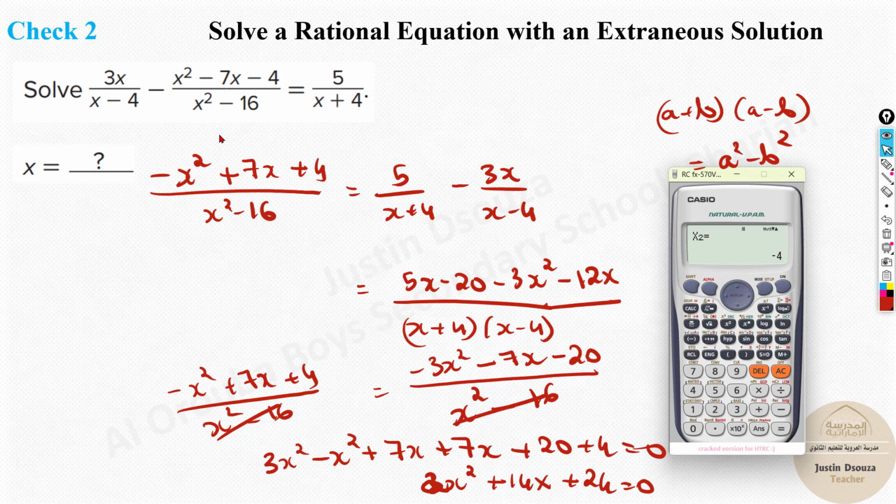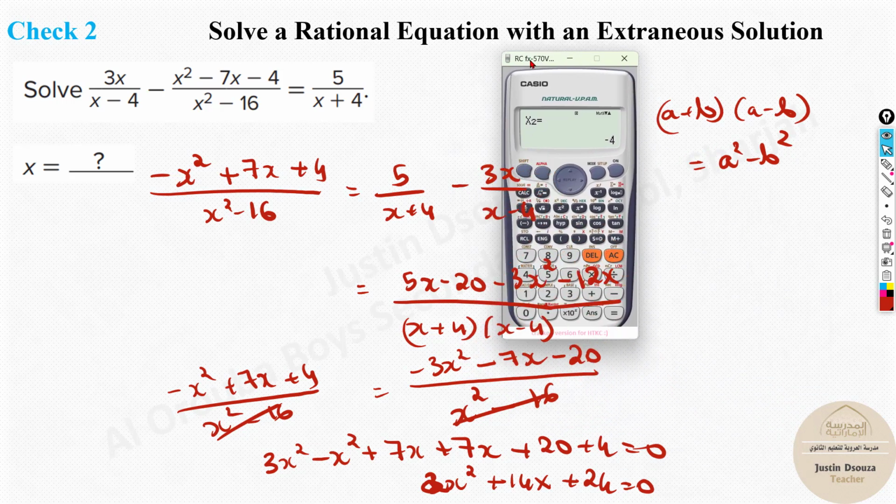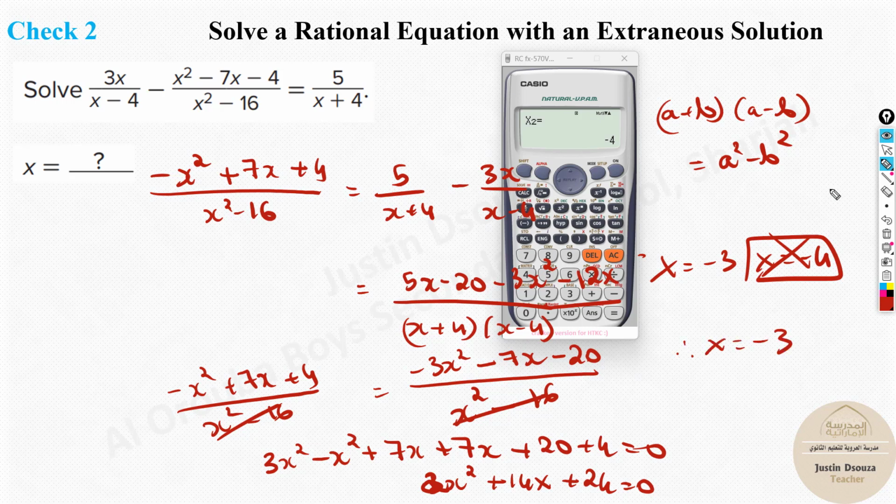Now let's quickly see whether minus 4 is possible. If you put minus 4 here, what's going to happen? It's going to be undefined. Even over here, minus 4 squared will be positive 16. No, it's undefined. So ignore this value. Minus 4 is a solution, but it's extraneous. So basically you can write here, x will be equal to minus 3. x is equal to minus 4, this is an extraneous solution. Therefore, x will be equal to minus 3 only.